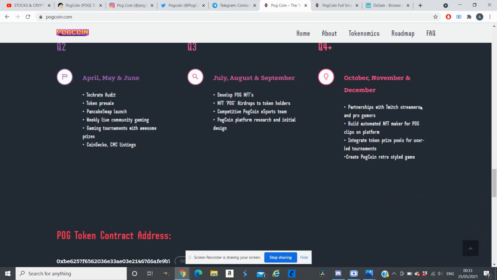NFT POG airdrop to token holders, competitive POG esport team, Pogcoin platform research and initial design, and then October in Q4: partnership with Twitch streamers and pro gamers, build an automated NFT maker for POG clips on the platform, integrate a Pogcoin retro style game. So they do have massive updates coming till the end of this year, and next year a lot more news is coming.